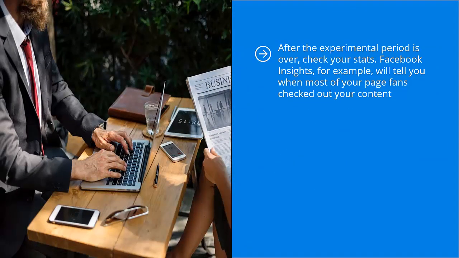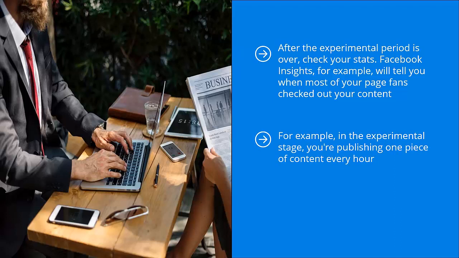After the experimental period is over, check your stats. Facebook Insights, for example, will tell you when most of your page fans checked out your content. Armed with this information, you should set up your automated software to publish your content in a cluster to fit those optimal times. For example, in the experimental stage, you're publishing one piece of content every hour. That's 24 pieces of content spread out over a full 24 hours.